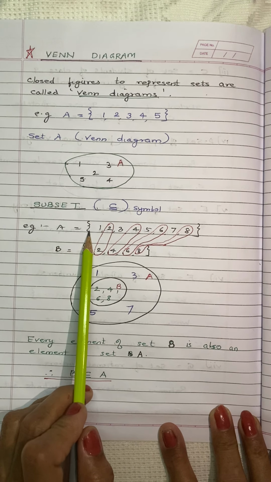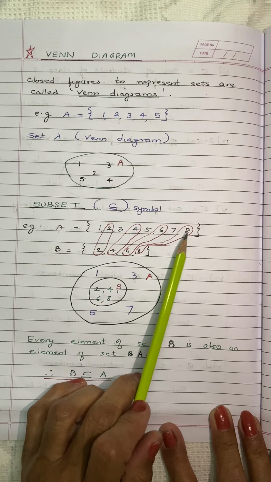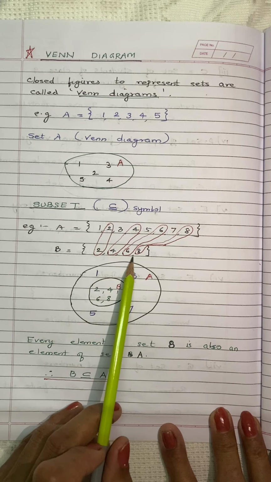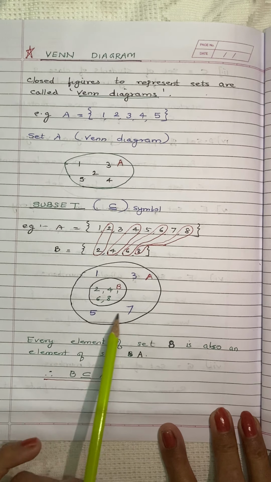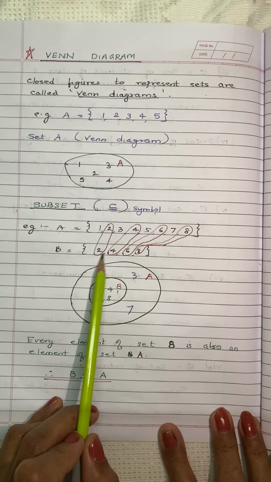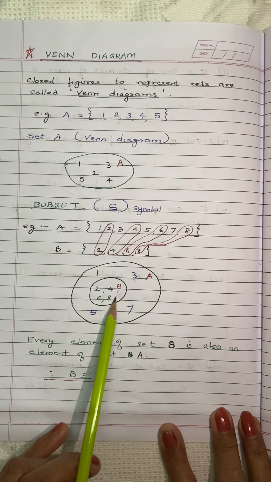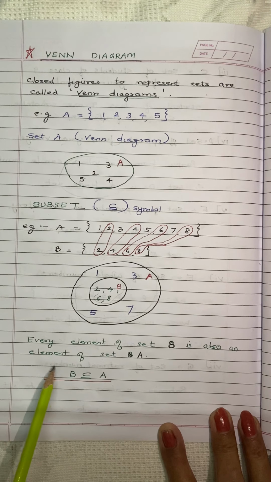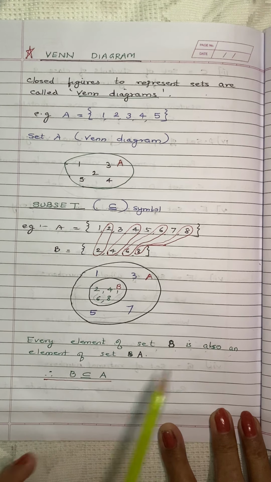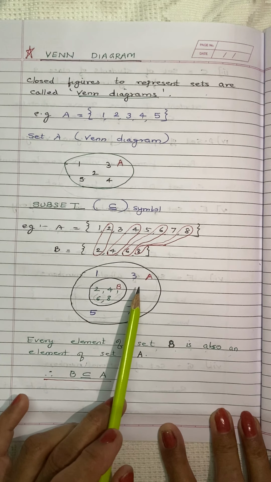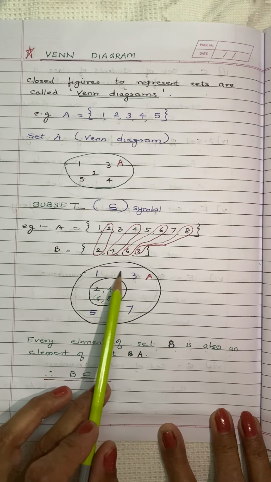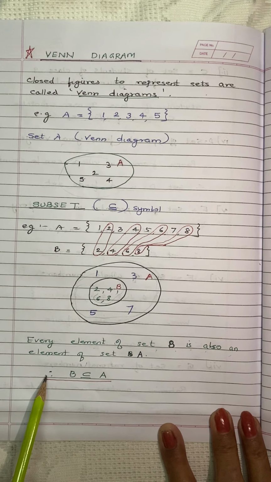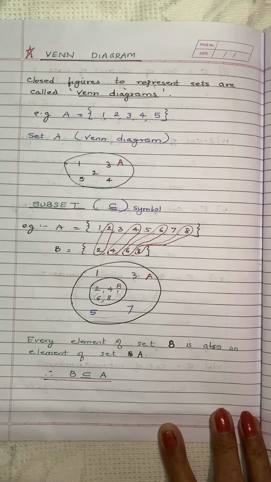Example, A is equal to {1, 2, 3, 4, 5, 6, 7, 8} and B is equal to {2, 4, 6, 8}. If you show it in a Venn diagram, we can say that B has elements 2, 4, 6, 8 here and A has all the elements including B. So every element of set B is also an element of set A. B is only 2, 4, 6, 8. Therefore we can say B is a subset of A.